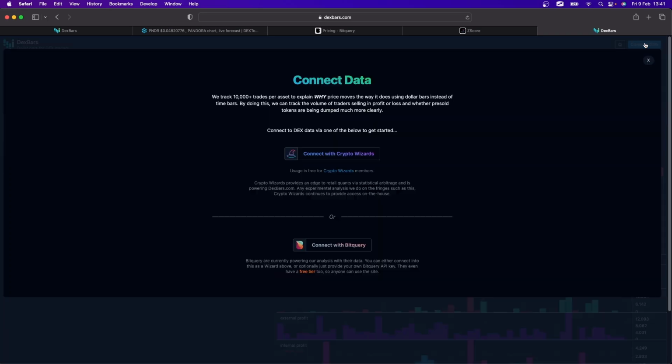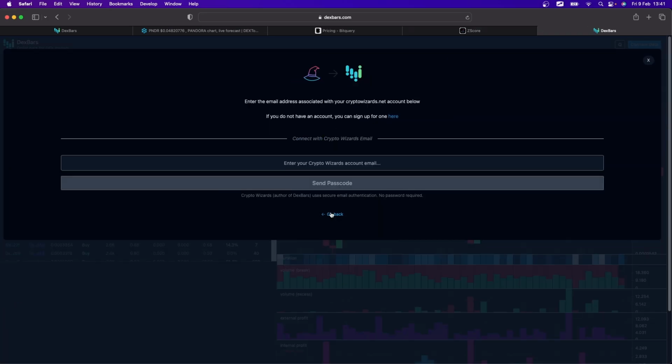Or you can just sign in as a wizard with Crypto Wizards and you can use the data that I'm using right now. So if you're a wizard, that'll make sense for you because it's the least friction. And if you just want to do everything for free and you don't want to pay anything, just get a free tier with BitQuery and enter in your BitQuery credentials and you'll be ready to go.